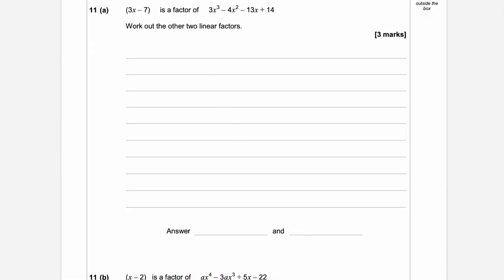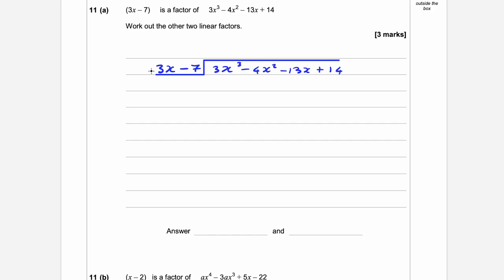Question 11a. 3x minus 7 is a factor of this. Work out the other two linear factors. We have to do, guys, in this question, this long division. So we do 3x minus 7 into 3x cubed minus 4x squared minus 13x plus 14.